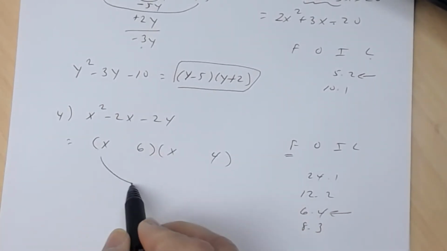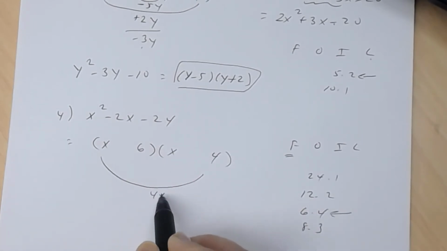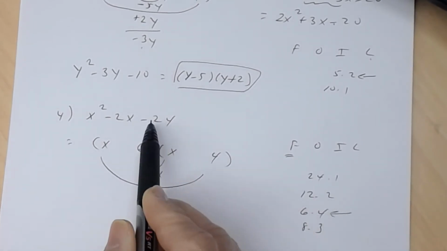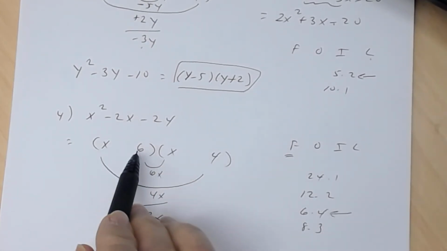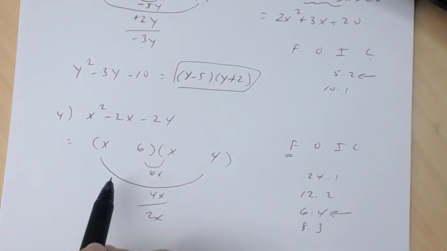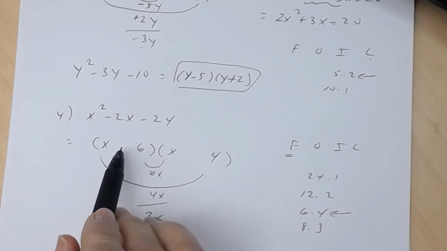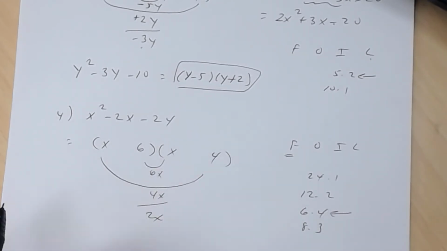So let's do the outer and the inner. So the outer is 4x, the inner is 6x. Now remember, the last sign is negative, so we're going to subtract these. So 6x minus 4x is 2x, which is what you wanted. So that's going to work. So these are correct. So all these terms here are correct. I just got to go back and figure out which one's negative, which one's positive.